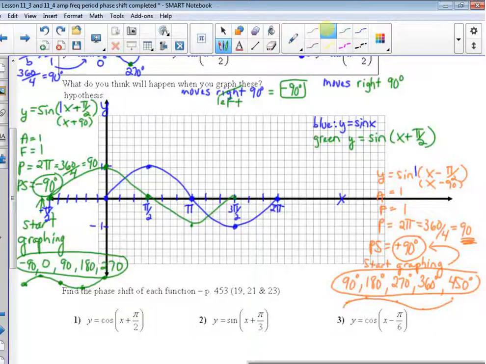Okay? So now I'm going to start at 90. And then I'm going to go 90 from there. So 180, I'm up at 1. You have to know the basic sine curve. You kind of go up the hill, then back down the hill, and then down again. So there's 270, 360. Now to get to 450, that's 90 beyond 360.